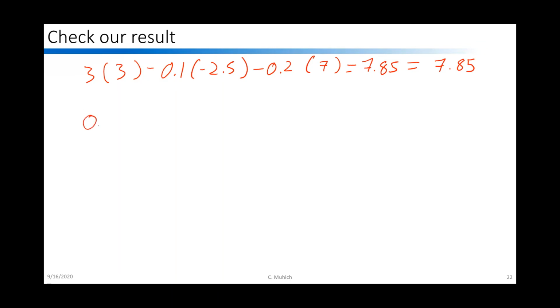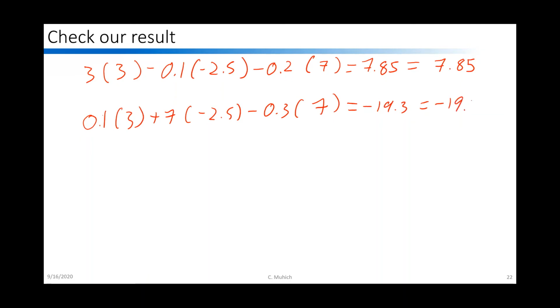We can do the same thing for the second equation, which is 0.1 times 3 plus 7 times negative 2.5 minus 0.3 times 7. Multiplied all out, we get negative 19.3. And lo and behold, that is what those previous equations were searching for. That was B2. So check, check.